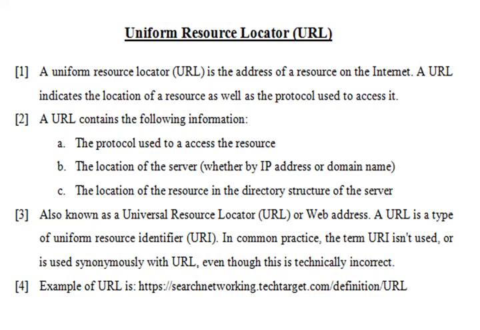It contains the protocol that is used. It also tells about the location of the server, and it also tells us about the location of the resource in the directory structure of the server. Generally, a URL is also referred to as a web address. For example, here in this case, the fourth point, the URL starts with HTTPS. So that means HTTPS is the protocol. So this is a secured communication that happens.